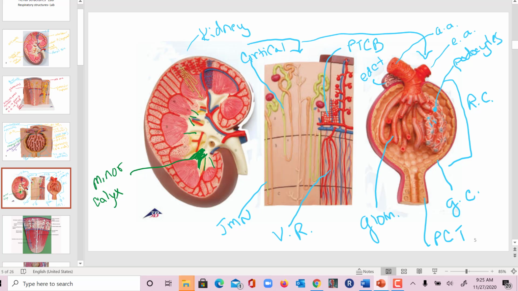Plural would be minor calyces. And all the minor calyces basically dump into larger calyces, which I'm highlighting and coloring in purple now. And then the major calyces all merge into this trumpet-shaped structure that I'm coloring in light blue, called the renal pelvis.